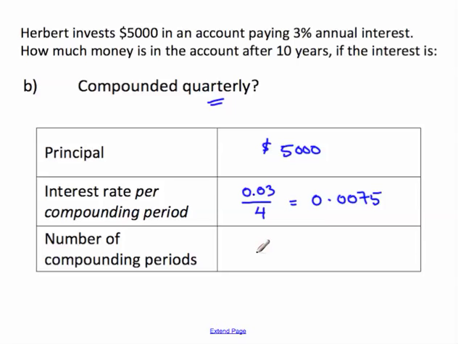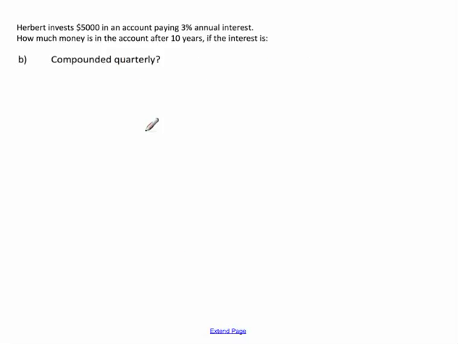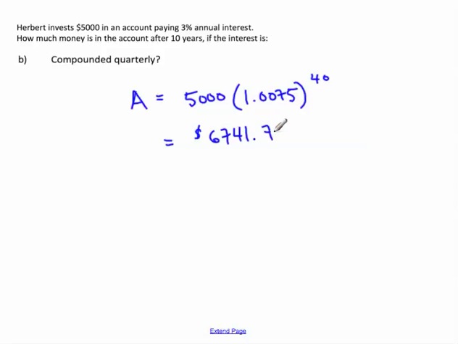Careful with your number of zeros. And the number of compounding periods is 4 compounding periods per year times the 10 years, or 40. Using those pieces of information, we can work out that the amount after 10 years is $5,000 times, remember we need to put a 1 there to get back the original principal, 1.0075 to the power of 40. Put that into your calculator and you get about $6,741.74. So a bit more in this case because the compounding is happening more frequently. He's gathering more interest more quickly and then getting interest on that interest.